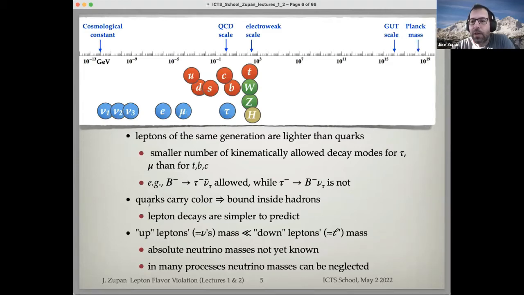The other main difference is that quarks carry color, so they are bound inside hadrons, while leptons don't. So the theory behind it, calculating branching ratios, is usually much simpler.